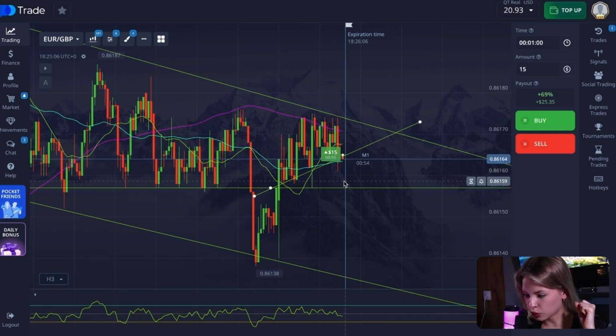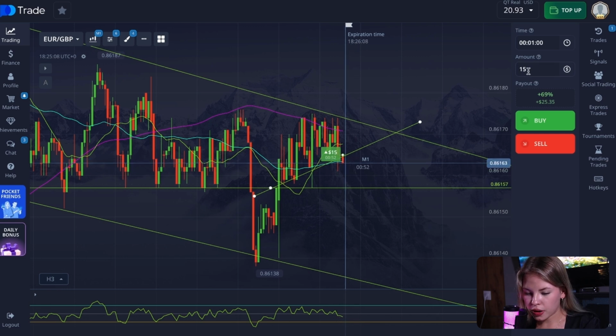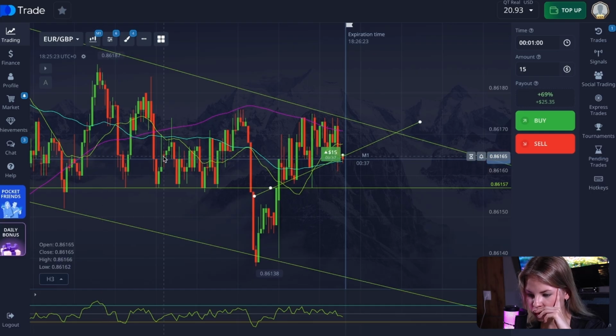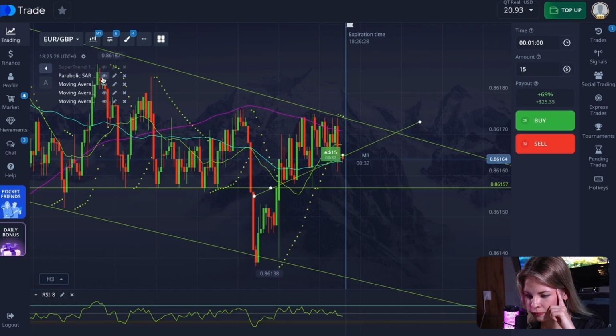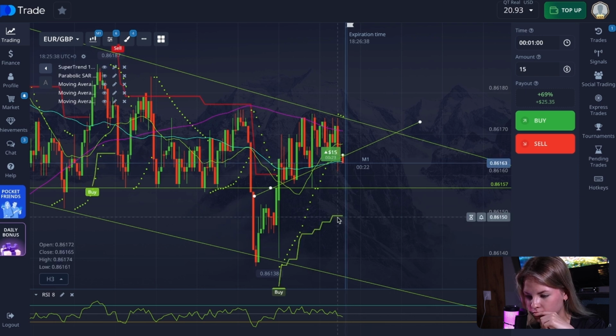$15, and I go long. If this one doesn't work out, I'll scale just under the trend line and the level I marked earlier. Yeah, right here. So while we wait for the result, let's bring back our indicators. I forgot to show them to you after I drew my MA. Parabolic SAR, and okay, here it is, and SuperTrend.